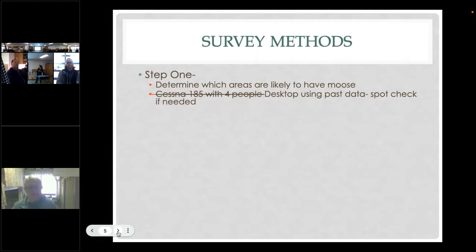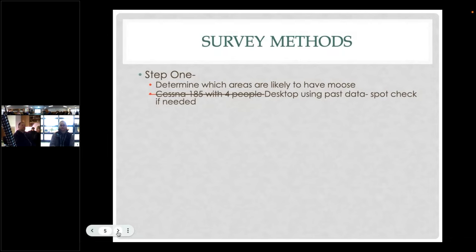And in the past, I have this strikeout here, because in the past we used to fly in a 185 with 4 people. We'd look out the window and try to assess the habitat, presence of moose, tracks of moose, and we'd use that to delineate the high.